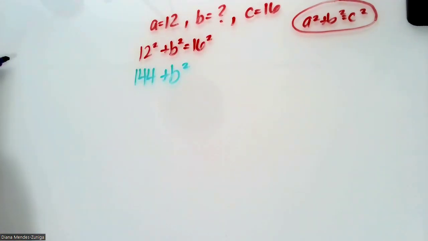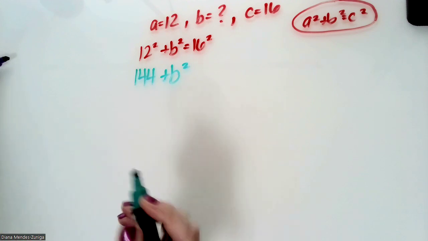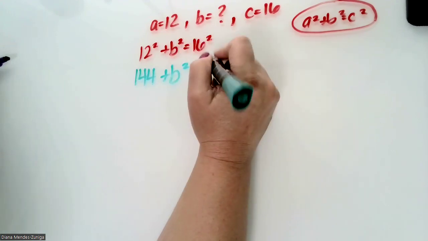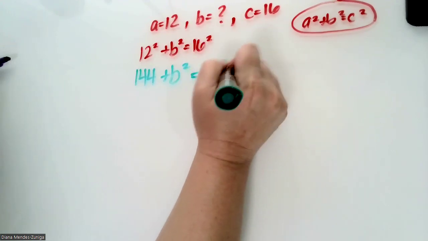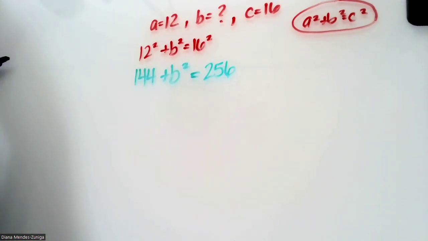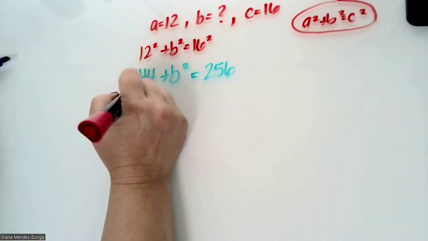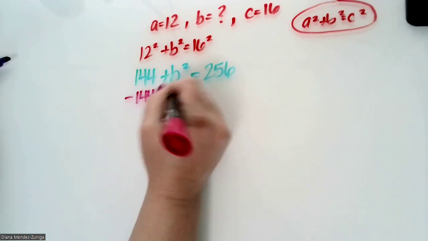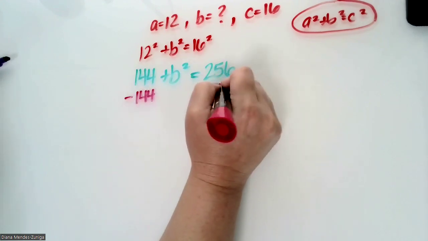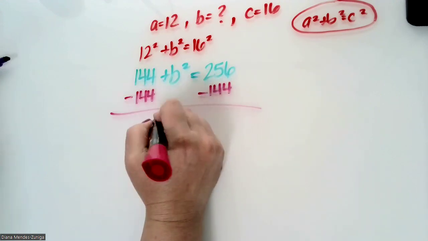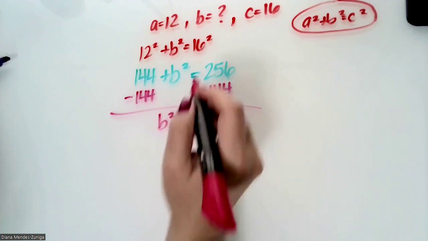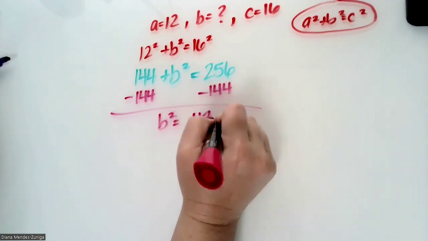Now, we still didn't solve for B squared because we don't know what it is. So we're still working this problem, okay? And then we have 16 squared for our C, and that's going to be 256. Now, we just talked about how we do our algebra, so we're just going to simply do this with our algebra, minus 144 from here to get our B by itself. And we're going to do the same thing to the other side. And this is going to give us B squared equals 112.